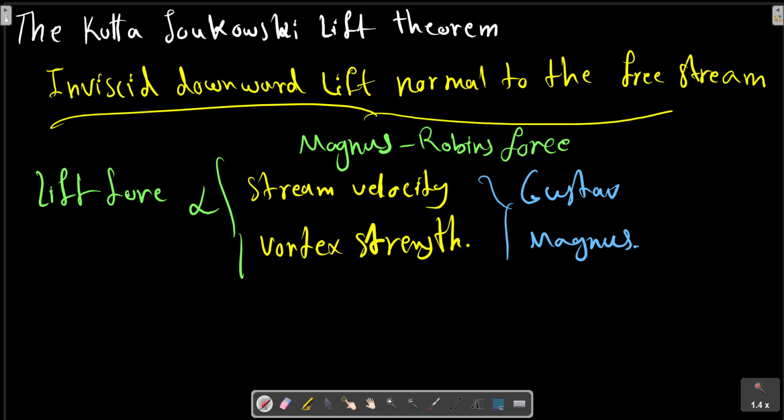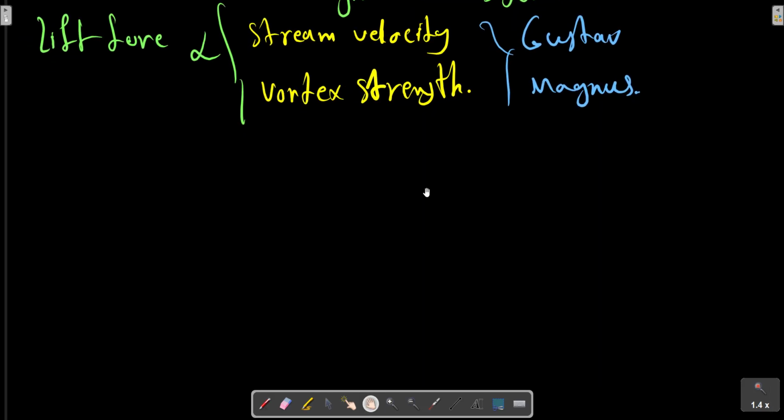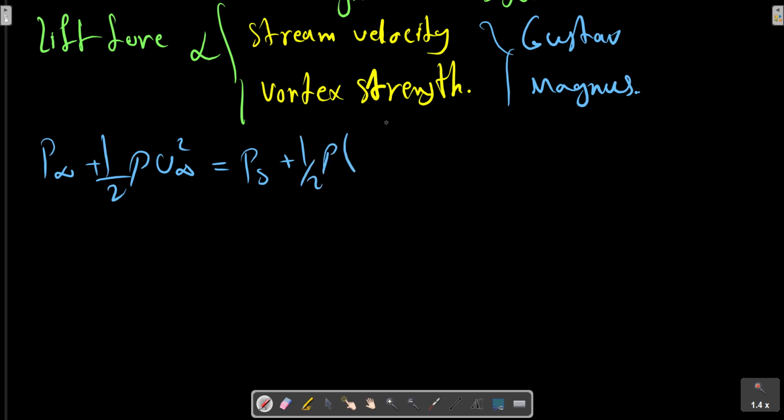The surface velocity is used in Bernoulli's equation. Neglecting the gravity effect, the surface pressure is given by this relation, with P and U infinity, and the surface velocity squared.